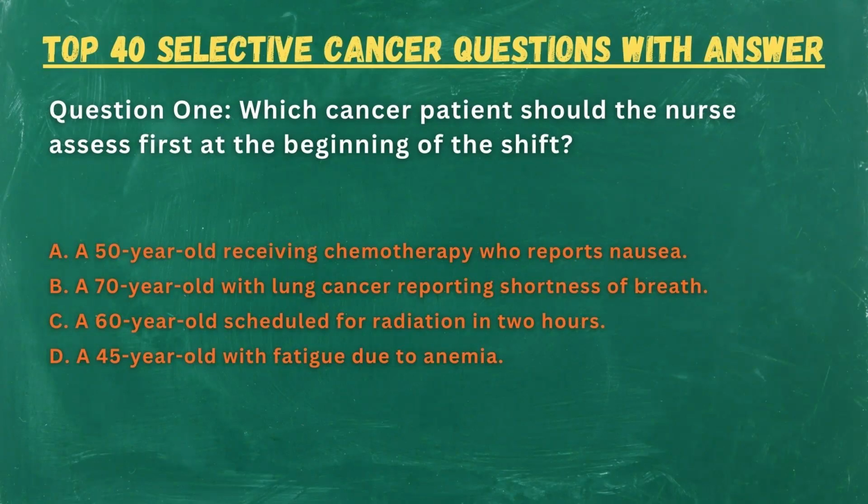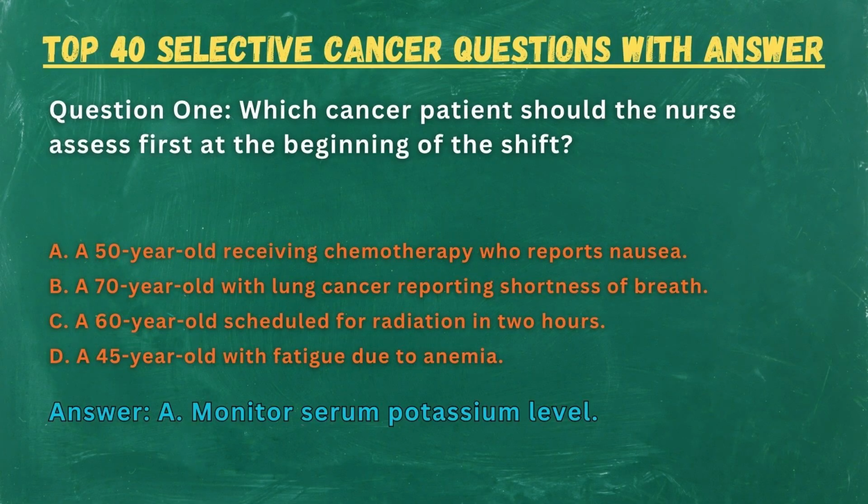Question 1. Which cancer patient should the nurse assess first at the beginning of the shift? A. A 50-year-old receiving chemotherapy who reports nausea. B. A 70-year-old with lung cancer reporting shortness of breath. C. A 60-year-old scheduled for radiation in 2 hours. D. A 45-year-old with fatigue due to anemia. Answer. B. A 70-year-old with lung cancer reporting shortness of breath.